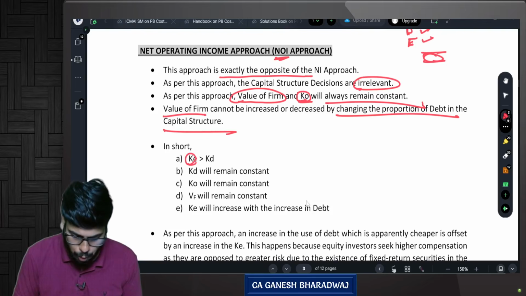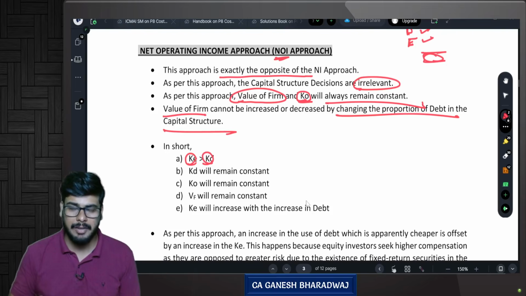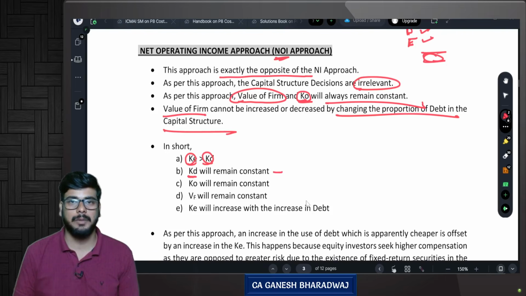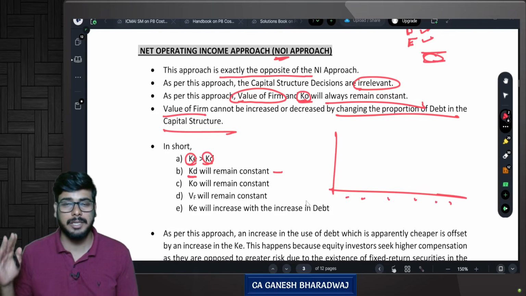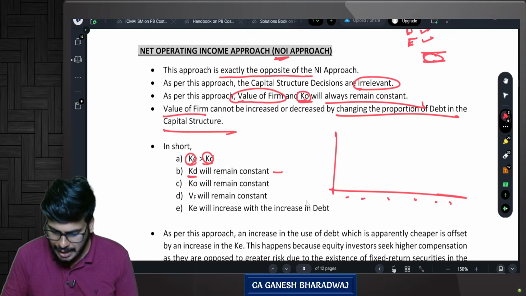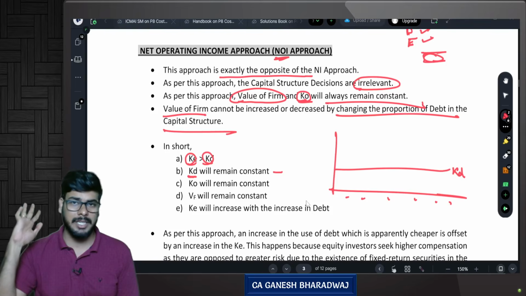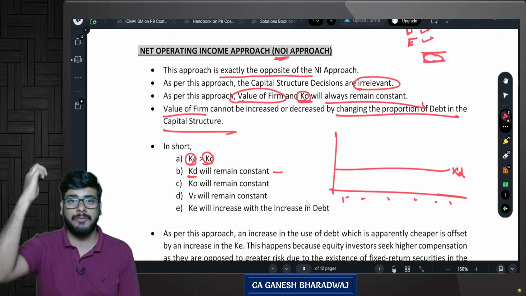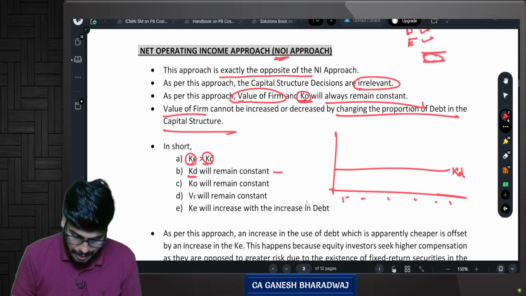Cost of equity is more than debt. Why? Because equity shareholders are risk takers. The more the risk, the more the return they will expect. Correct. So KE is more than KD. Now look at this. KD will remain constant. Meaning, just because I am raising more funds from my debt channel, it will not change my KD. So KD will be the same constant percentage. Whether I raise 1 rupee or 50 lakh rupees or 50 million rupees, KD will remain the same. That is the underlying assumption they are saying.